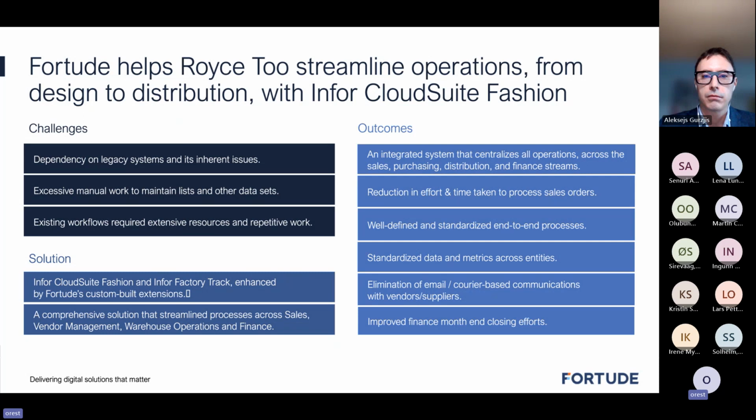They've reduced the time and effort needed to process a sales order. They have well-defined and standardized solutions, and they're supporting their end-to-end process. That's all been implemented using the standard methodologies of implementation that Infor offers and Fortune executes on. And then standardized data and metrics along the way. They've eliminated a lot of email and courier-based communications as the solution has become more collaborative in nature for them. And then month-end closing is now very easy to do for them.